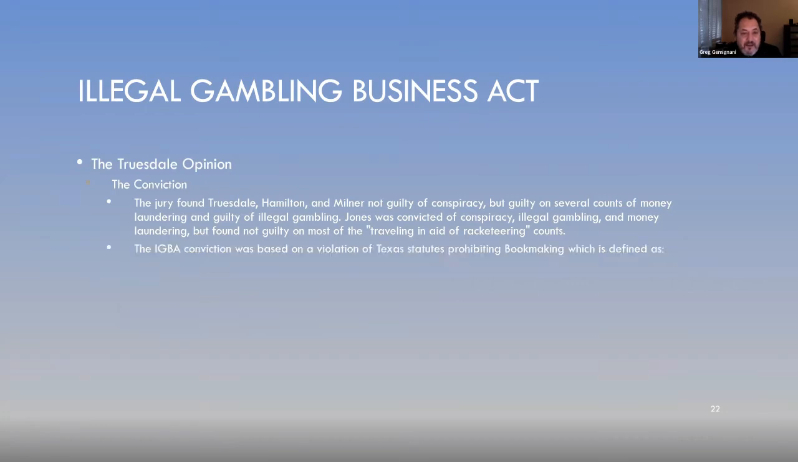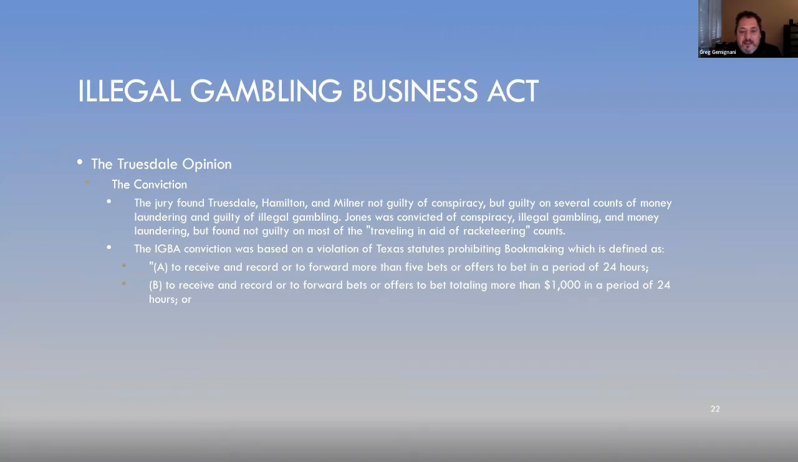And they appeal their conviction because bookmaking in Texas is defined as receiving, recording, or forwarding five or more bets in a 24-hour period, or receiving, recording, or forwarding bets in excess of $1,000 in a 24-hour period, or a scheme by three or more people to receive, record, or forward bets.